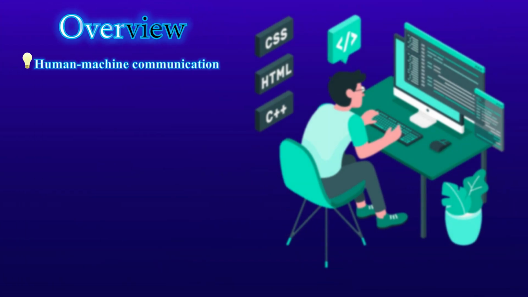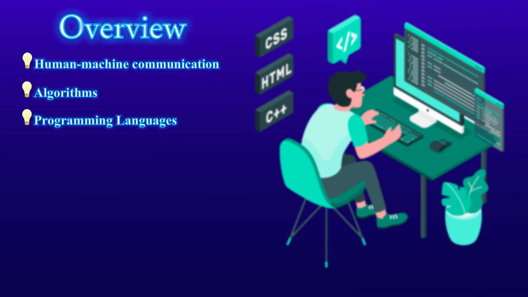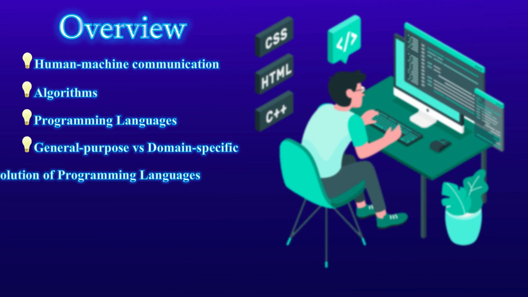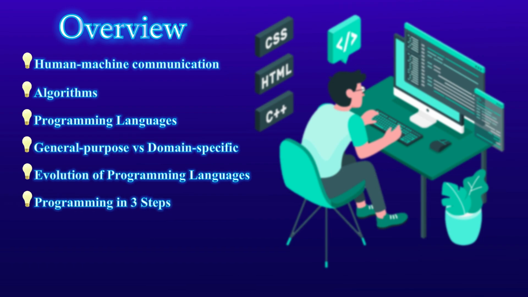The first topic is human-machine communication, the next one is algorithm, the third one is programming languages, and the next one is general purpose versus domain specific. We will talk about which programming languages are general purpose and which are domain specific, then the evolution of programming languages, and the last one is programming in 3 steps.